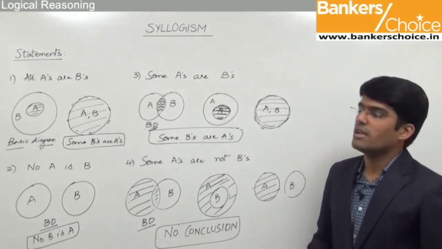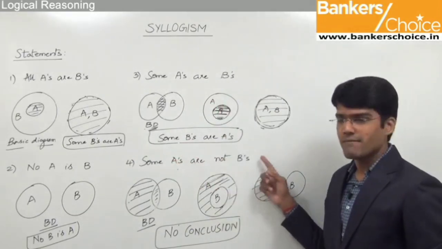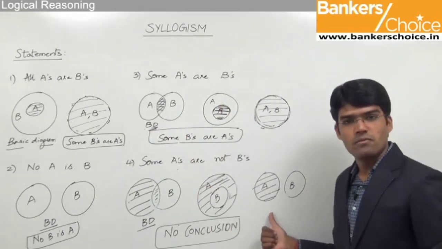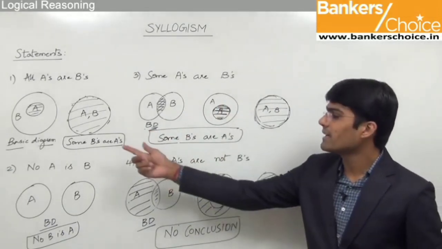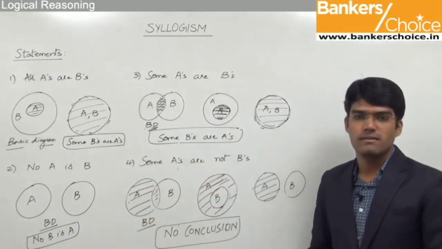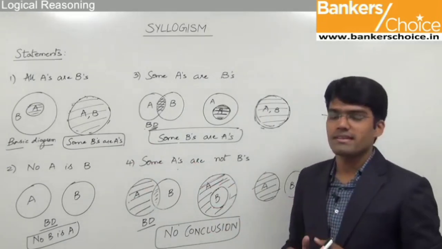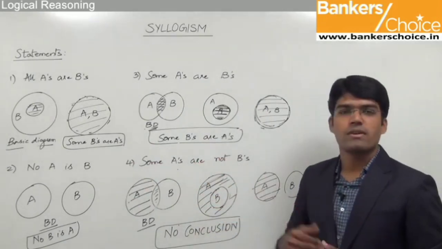So friends, this is the most important part which we need to understand to solve questions from syllogisms. The various types of statements that we have, the various diagrams that can be drawn for each of these statements, and the direct conclusions which can be made for each of the given statements. Let us now understand how to use these conclusions for the given questions.